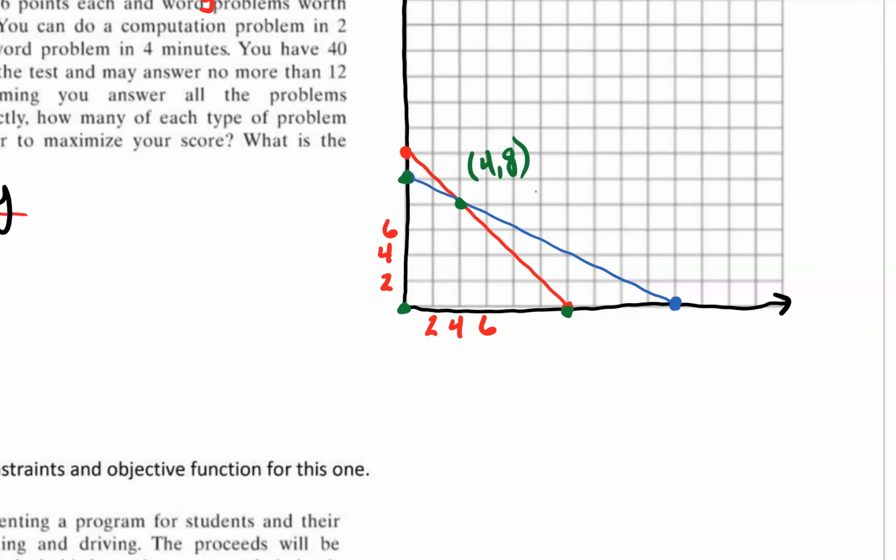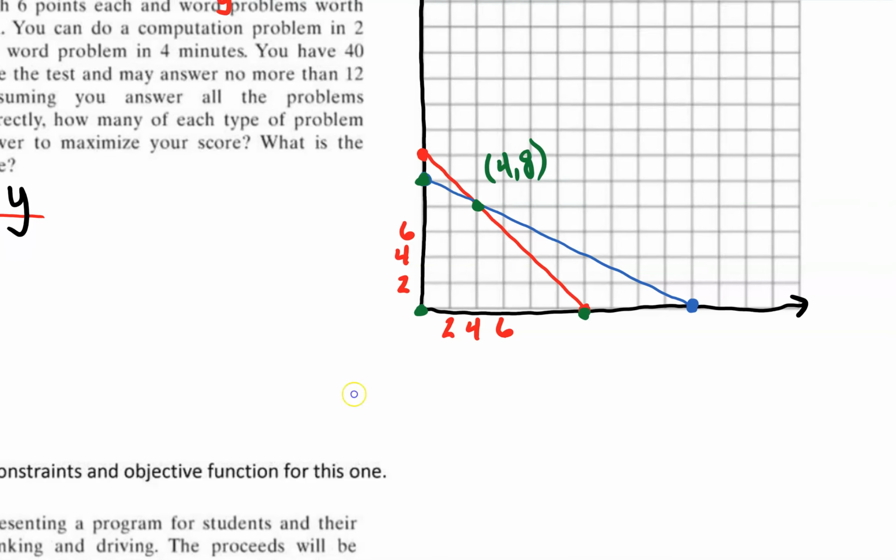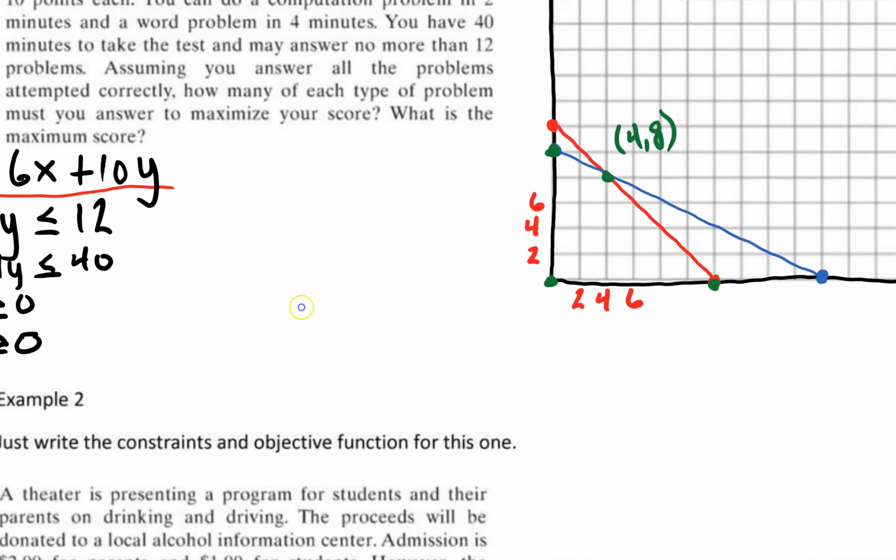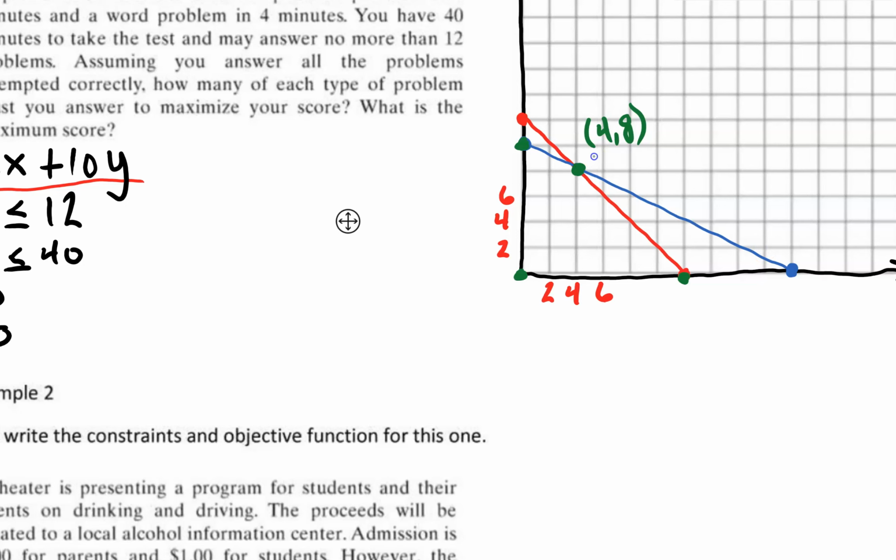Now, how could we check that to make sure we have the right one? We'll take the answers 4, 8, plug them back into both of those big equations, and they should work out. So 4 plus 8 is equal to 12. That works. And then if I have 4 for x, that's 8 here, and 8 for y would be 32. 8 and 32 equals 40. Those both work. So it's telling me I have the right values.